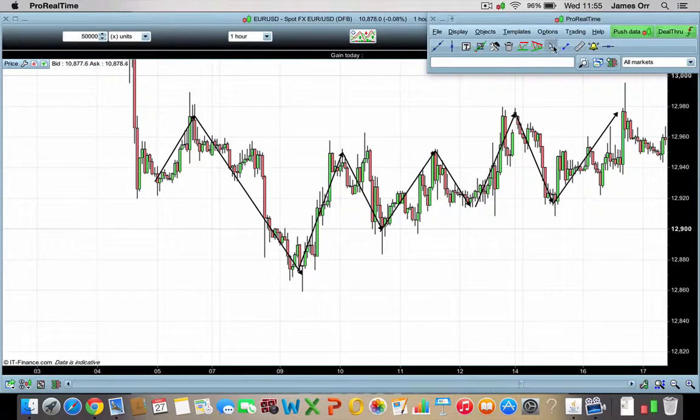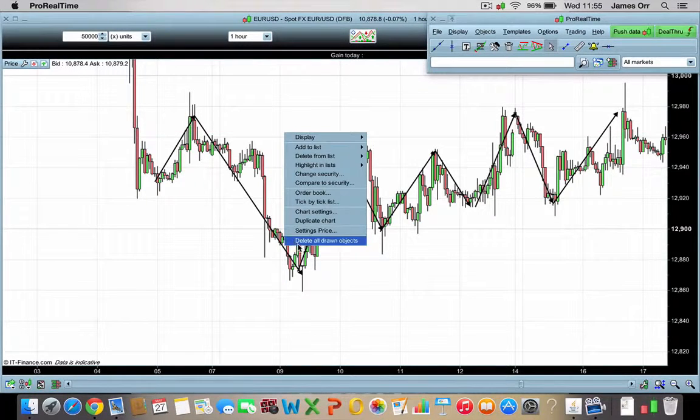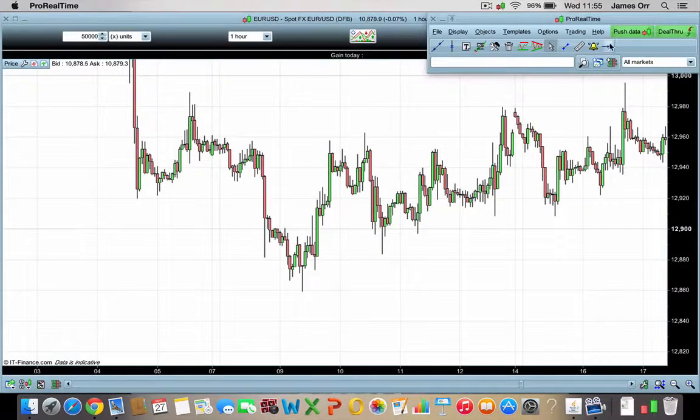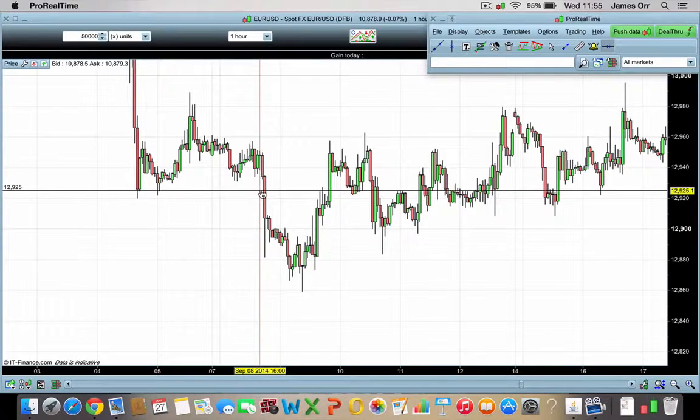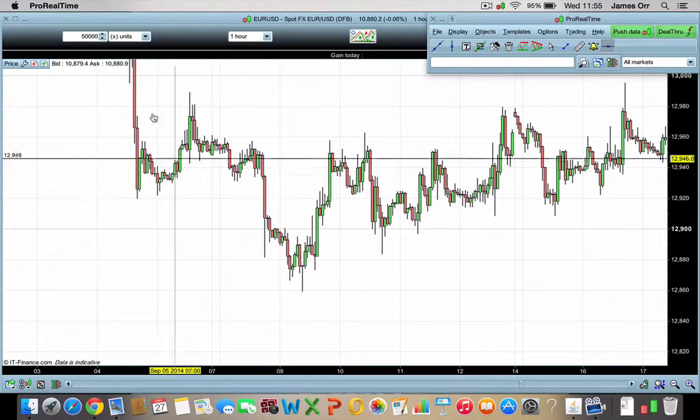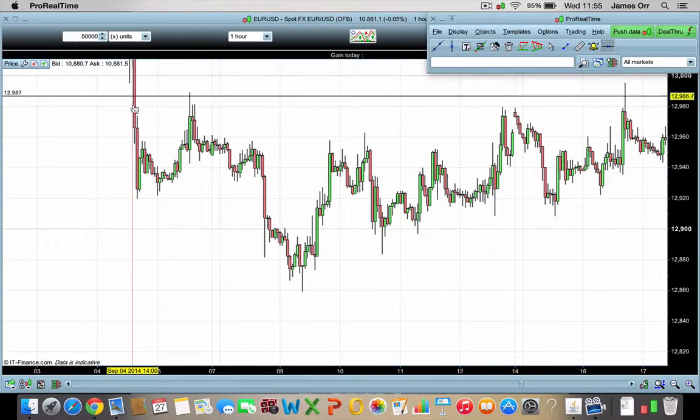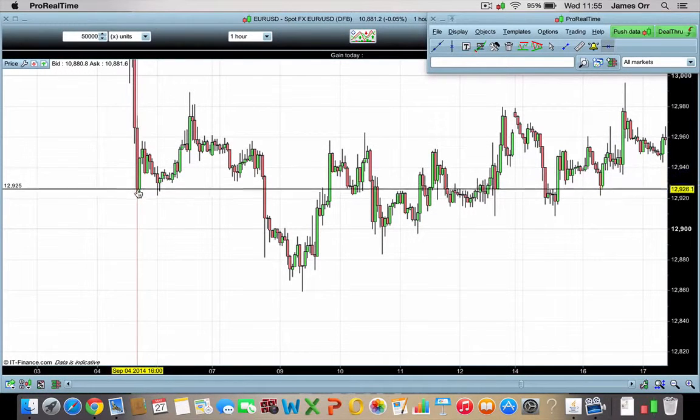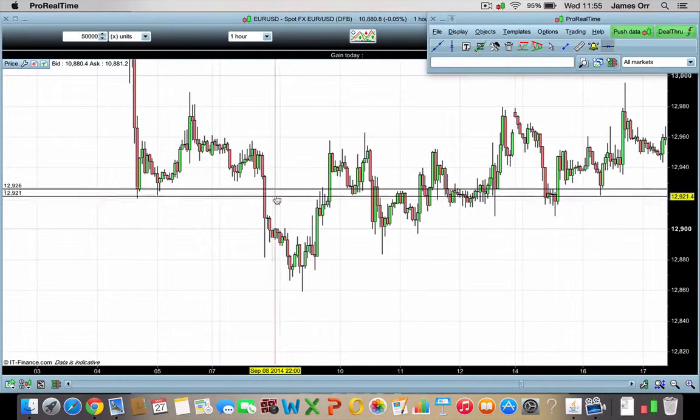So I get rid of that. And so what you're looking to do, again, if I delete all these, is find the points where the market makes the biggest moves. You can see this is a strong move down here, and then it bounces. So this is obviously going to be an area in the future that is going to be important.